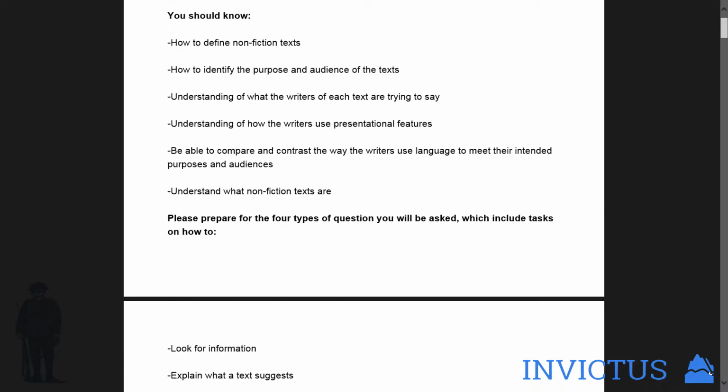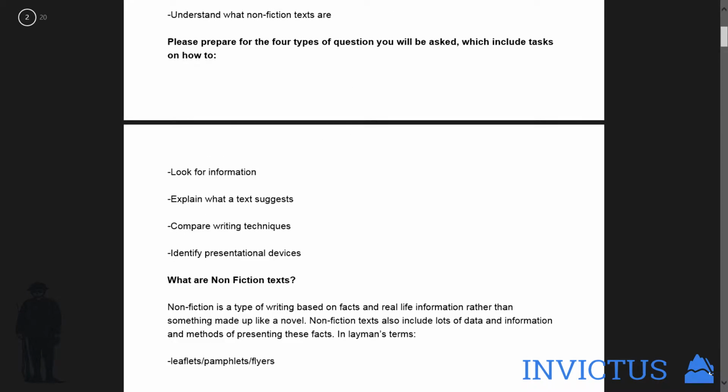Please prepare for them, because first you have to look for information, explain what a text suggests, compare writing techniques, identify presentational devices/graphological devices. It is important and imperative that you manage to achieve these 4 points, because that's basically what your essay is gonna include.